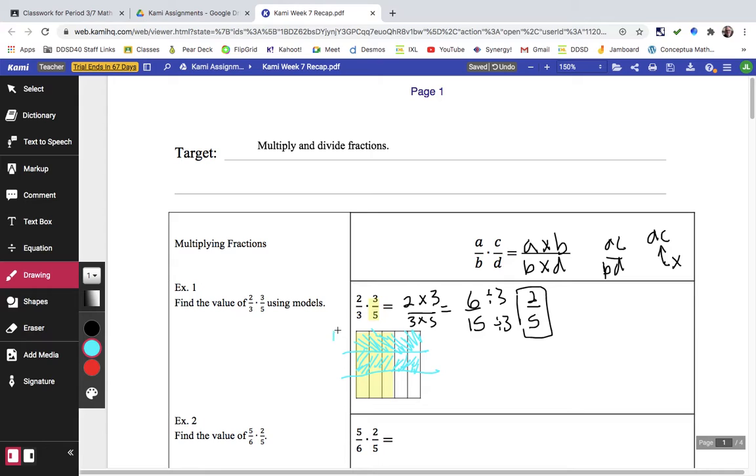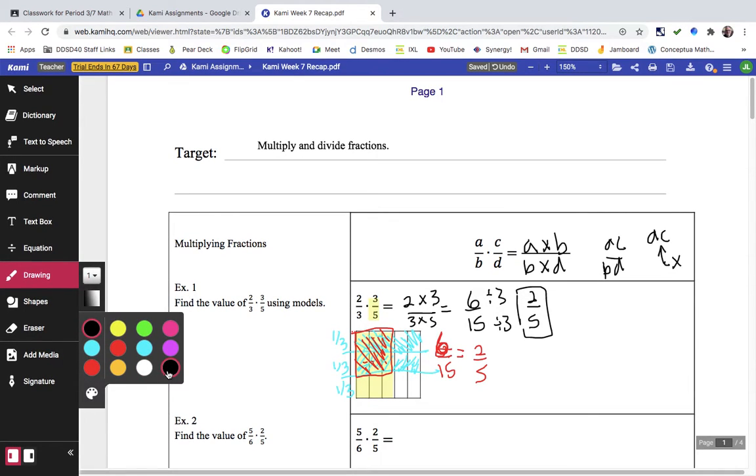So this is 1/3 right here. This is another third. This is another third. So we have these 2/3. And the answer to 2/3 times 3/5 is really this part right here that's shaded both blue and yellow. So this part in here. And that's 6 out of the 15 parts. 1, 2, 3, 4, 5, 6. And that's simplified to 2/5.